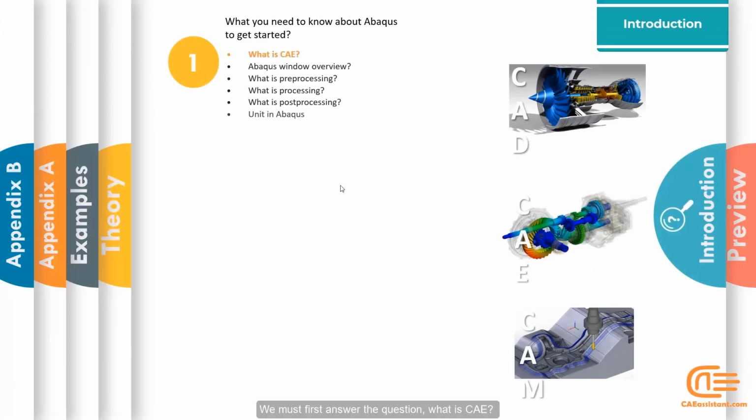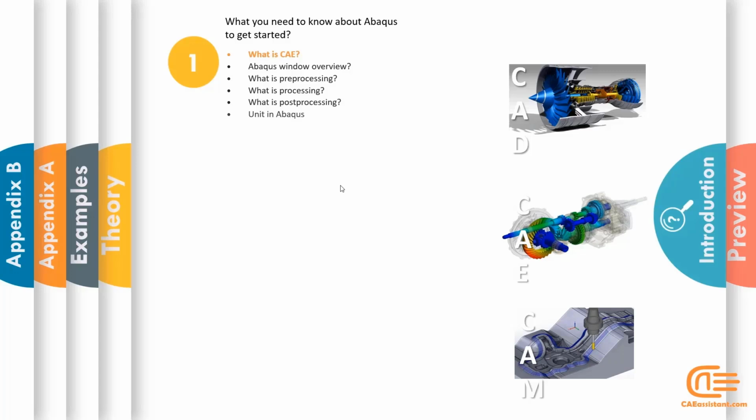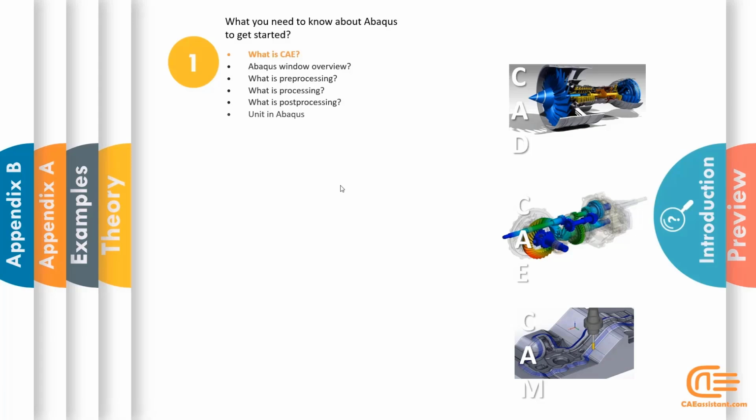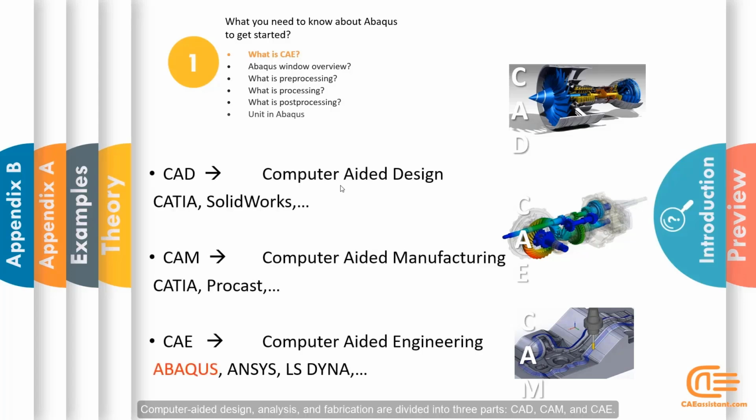We must first answer this question. What is CAE? With the advent of technology, the use of computers in solving problems and making various products has been expanded. Computer-aided design, analysis, and fabrication are divided into three parts: CAD, CAM, and CAE.